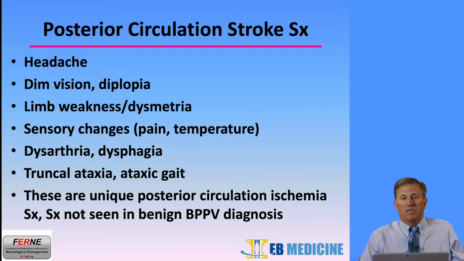What are the findings that would suggest posterior stroke in a patient with acute vestibular syndrome? Headache, not common in BPPV. Headache is more likely with posterior circulation stroke. Dim vision, diplopia, limb weakness, dysmetria, sensory changes, especially pain and temperature, dysarthria, dysphagia, truncal ataxia, ataxic gait. These are findings that are unique posterior circulation ischemia signs and symptoms not seen with our more benign BPPV diagnosis.